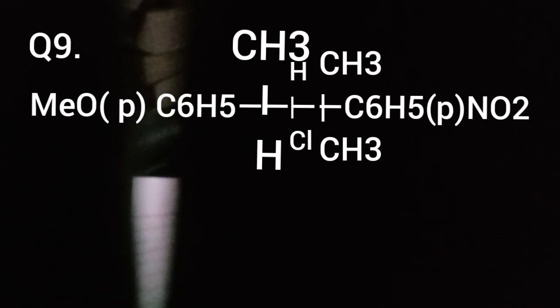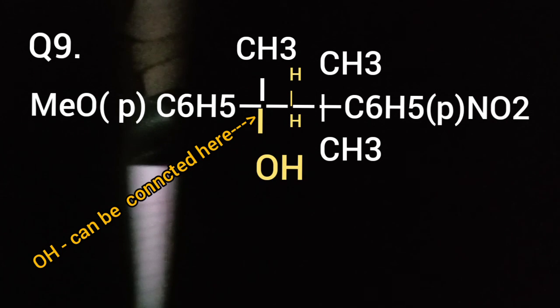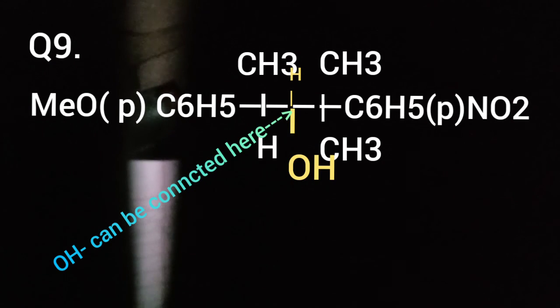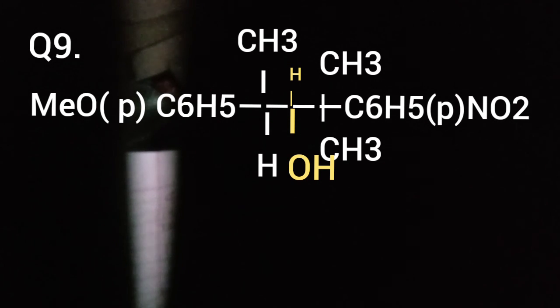Here, after the removal of Cl minus, carbon gains positive charge. The carbocation becomes stable by hydride shift. The H from left is shifted to the secondary carbocation and a tertiary carbocation is formed. This carbocation is attacked by OH minus, so you are supposed to get 2 alcohols.